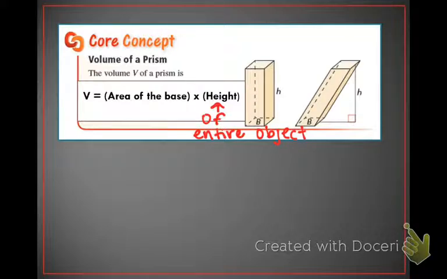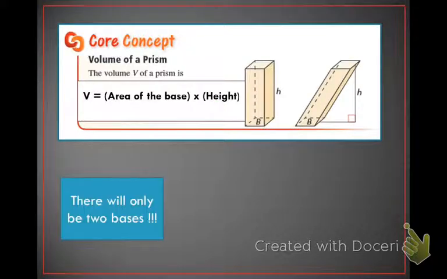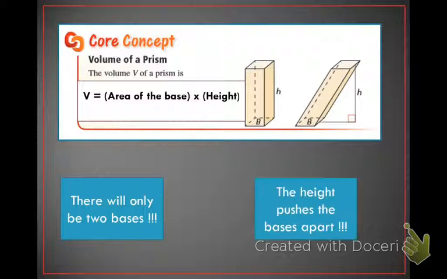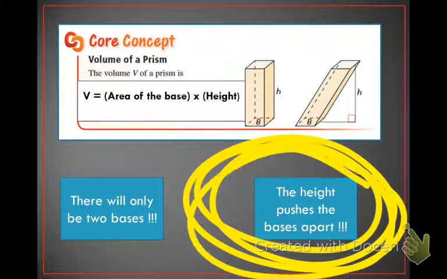So, how many bases does a prism have? 2. Does it have more than 2? No, only 2 bases. And the height is what pushes the bases apart. I would especially write that part down. The height will not always be up and down, but the height will always push the 2 bases apart. So I would write down this fact. Because the height will not always be up and down. Sometimes it'll be left to right.